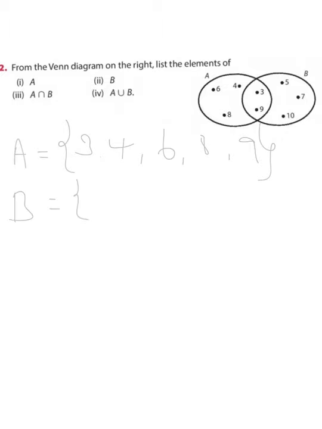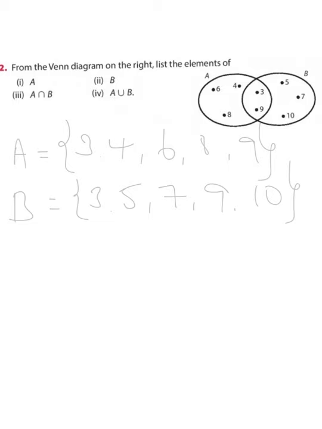So then remember B then is all of this here. So it's 5, 7 and 10, but it's the 9 and the 3 as well, because B is all of this circle here. Okay, so it's all of B in here. So then listing those, that would be 3, 5, 7, 9 and 10. And always close it with a curly bracket.